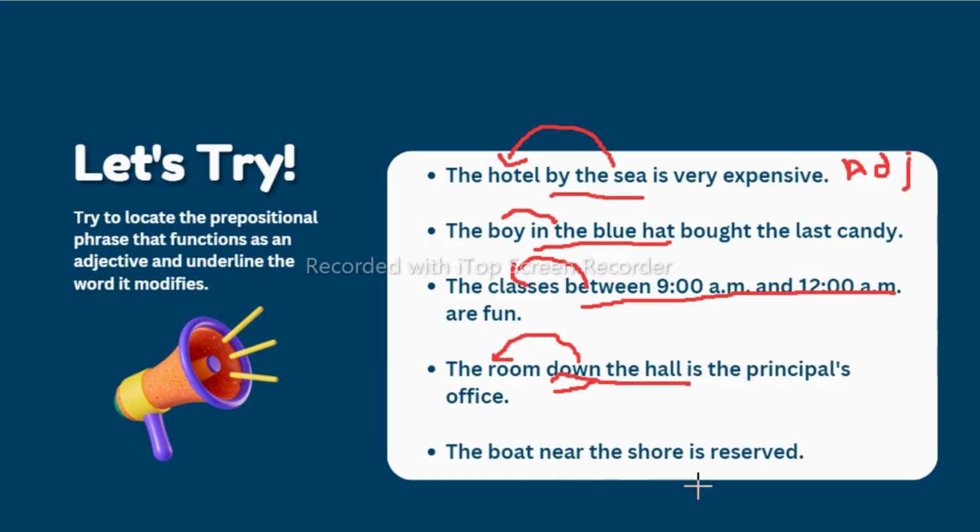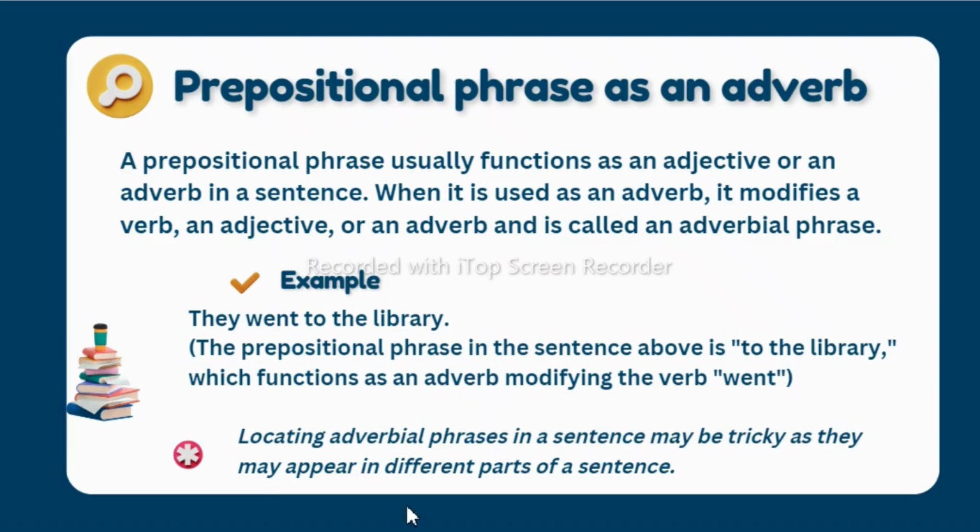The boat near the shore is reserved. Now, where do we have the prepositional phrase? Here near is a preposition, the shore is the object. Together this is a prepositional phrase which describes boat, which is a noun. That's why it's an adjectival prepositional phrase. I think now it's clear to you that adjectival prepositional phrases are those which describe a noun or pronoun. Now let's see the next one, adverbial prepositional phrase.